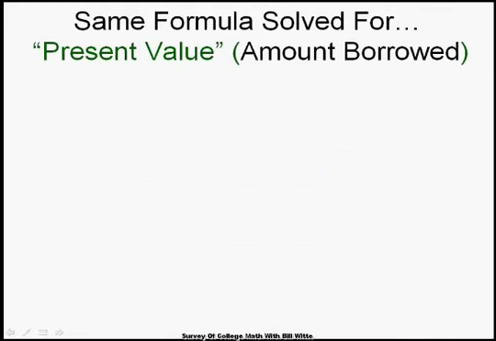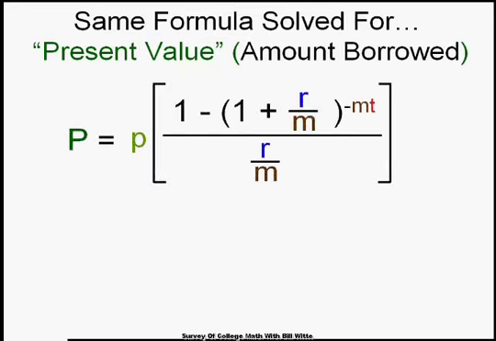Okay, one interesting permutation of this formula that we've used is to solve for the present value, for the big P. Well, this is probably the most useful of all if you solve for the big P. Remember, that's the amount that you borrow. Okay? Did you ever ask, how much can I borrow? How much can I afford?